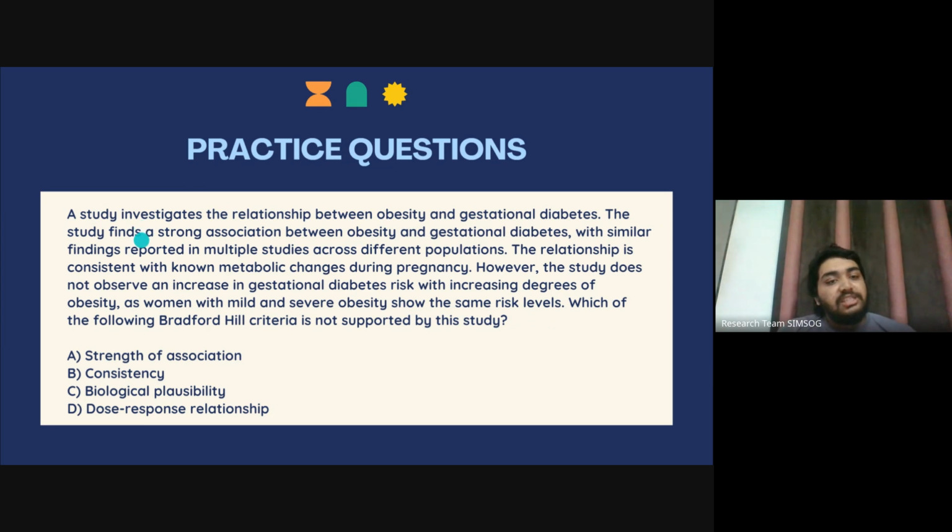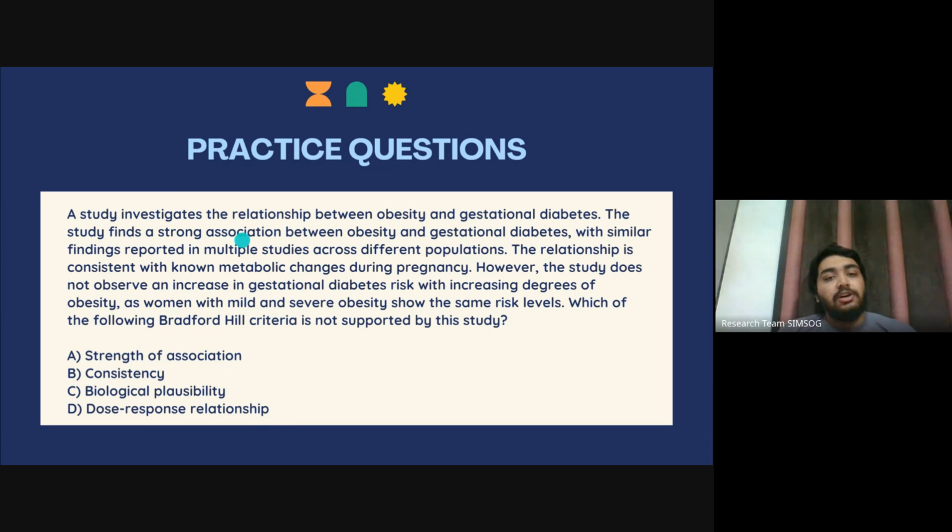So the study finds a strong association between obesity and GDM. What is the criteria adhered to here in this part? No, no, no. It is not. The question is different. The question is asking which is not supported. But let's not go there yet. Firstly, let's go one by one of what are adhered or what is supported.